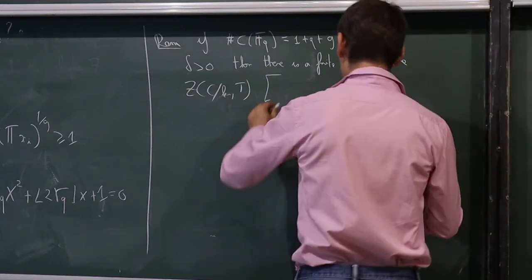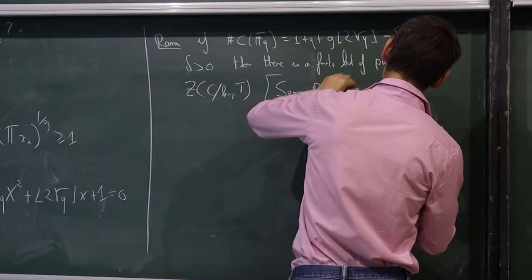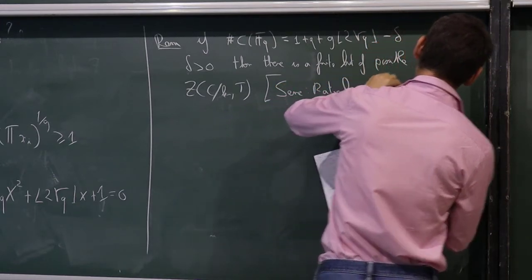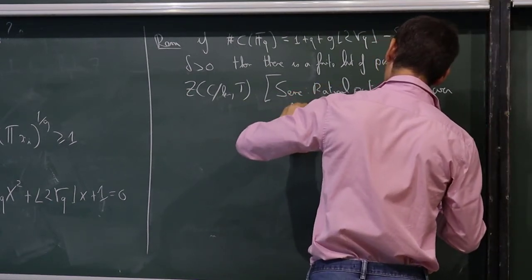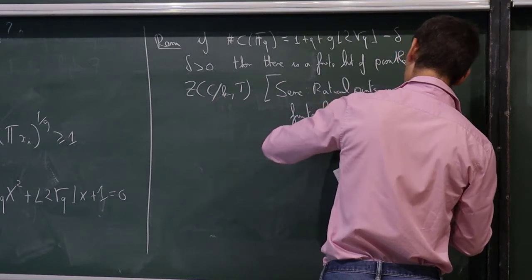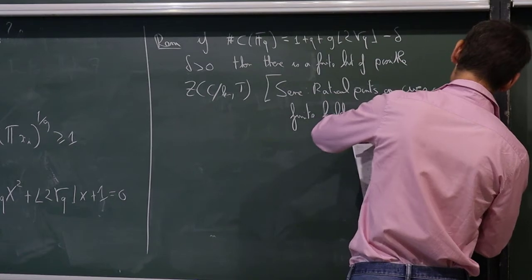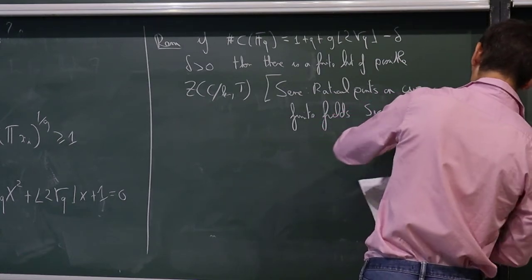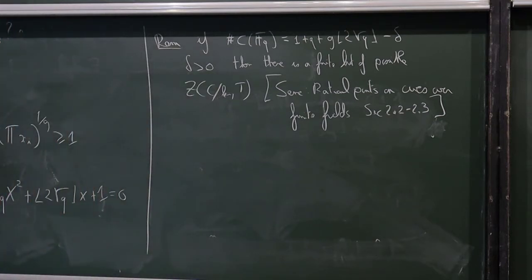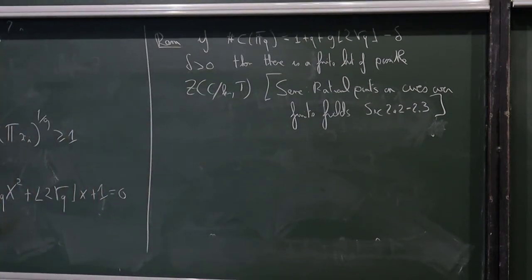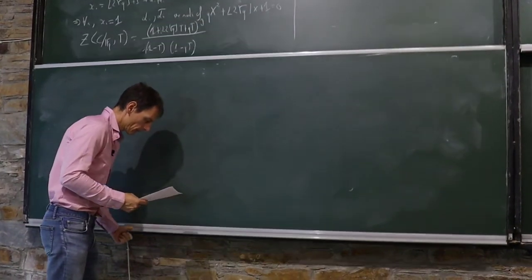So the book is called Rational Points on Curves over Finite Fields. And you should look more precisely at the section 2.2, 2.3. Okay? And there it is explained how to do this. Now, I mean, there is one crucial thing.